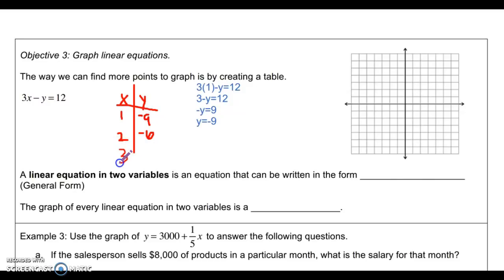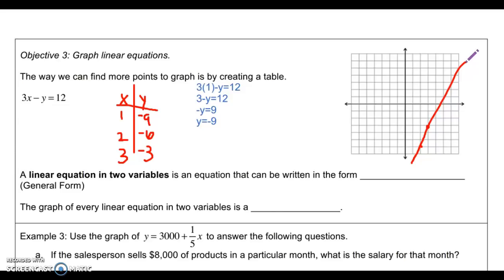And when x is 3, you'll find that y is negative 3. And then I want to plot these points. So negative 9 is off of my graph, so I'm not going to plot that, but 2, negative 6 is right here, and 3, negative 3 is right here. And using those 2 points, I can graph approximately that line.